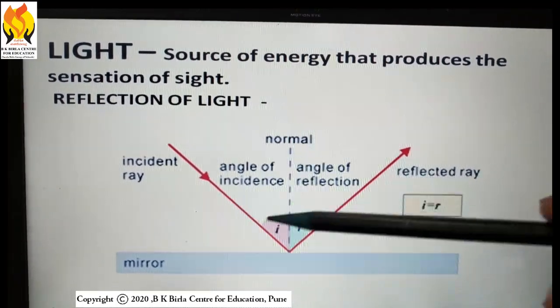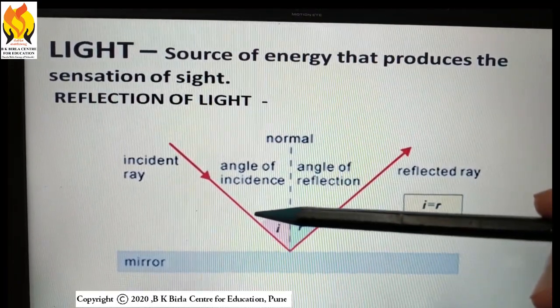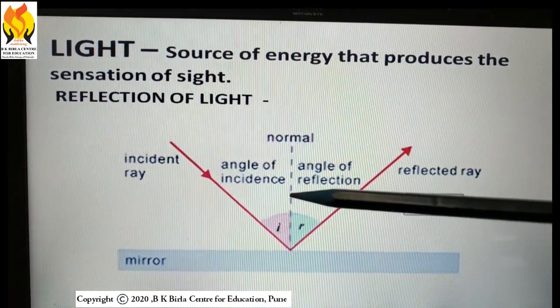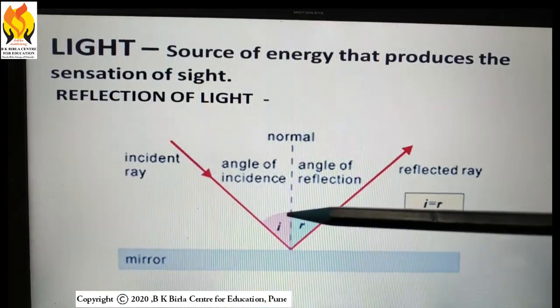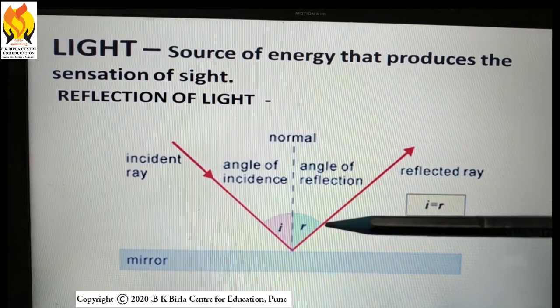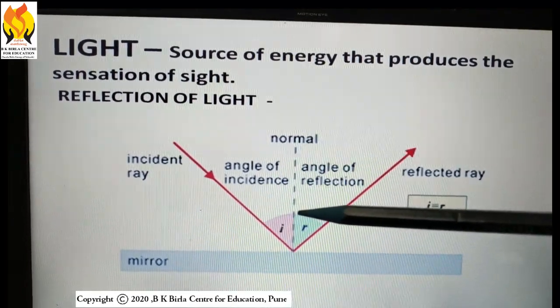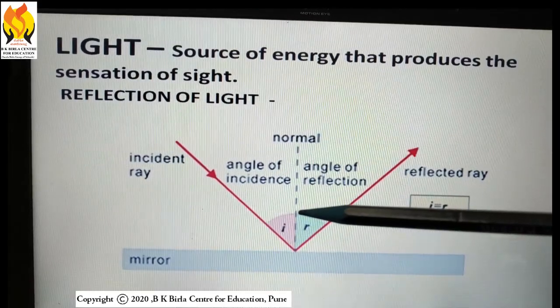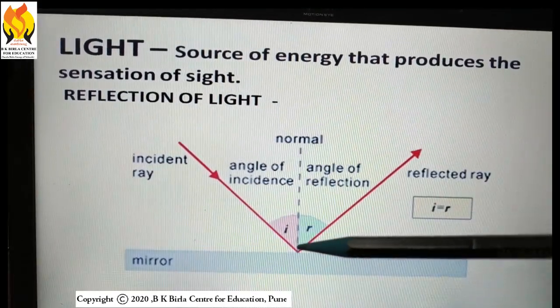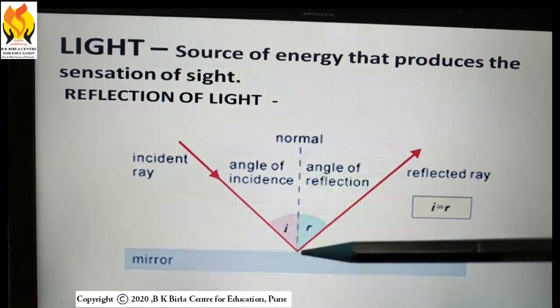So this is the incident ray, and when the incident ray makes an angle with the normal, this angle is called the angle of incidence. On the other side, the reflected ray makes an angle with the normal, which is called the angle of reflection, and the perpendicular to the point of incidence is called the normal.